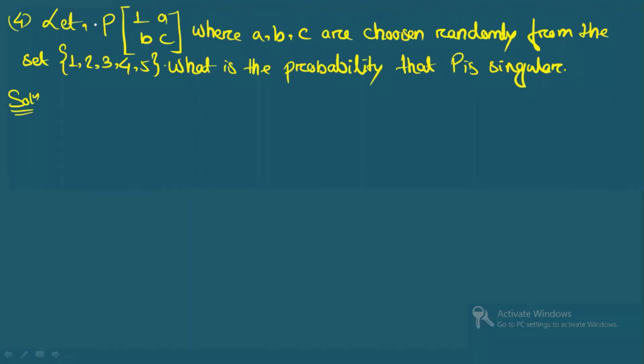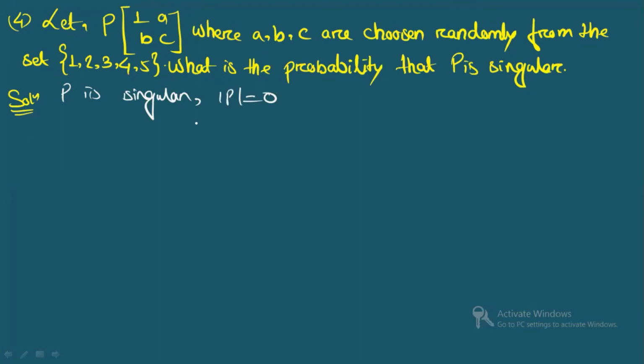Here what is given: let a matrix P, with rows 1, A and B, C, where A, B, C are chosen randomly from the set 1, 2, 3, 4, 5. What is the probability that P is singular? So you will have to find the probability this matrix is singular. We know when a matrix is singular: when its determinant is equal to 0. So you will write, P is singular when determinant of P is equal to 0.